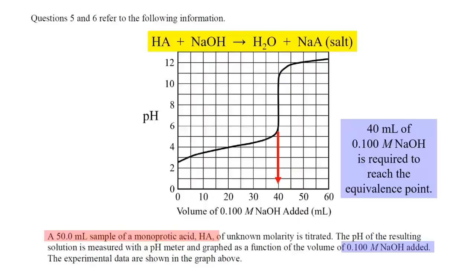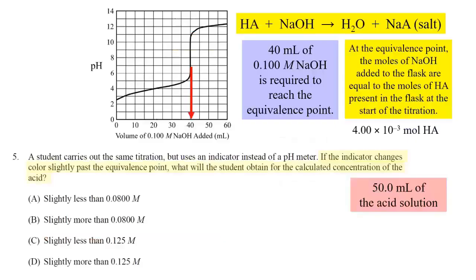Remember that they had said there's a 50.0 milliliter sample of this monoprotic acid. So if we know the moles of the acid, and we also know the volume, then we can calculate the molarity. And the number that we're going to get is either 0.08 or 0.125. So here's my moles of acid, 4 times 10 to the negative 3 moles of acid, and I divide by not the number 50, but rather the number in liters. That would be 0.050. I'm dividing by 1,000 to go from milliliters to liters.